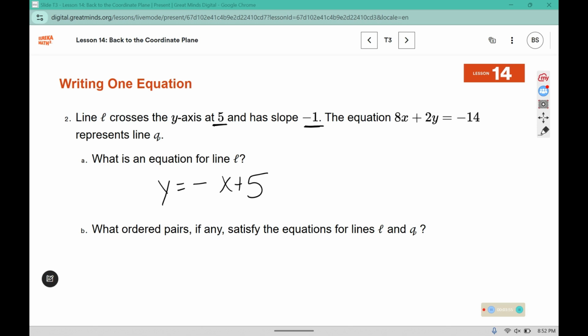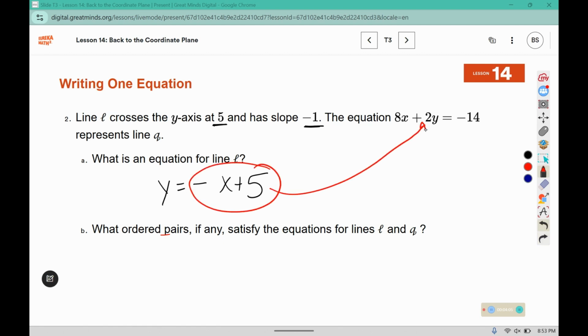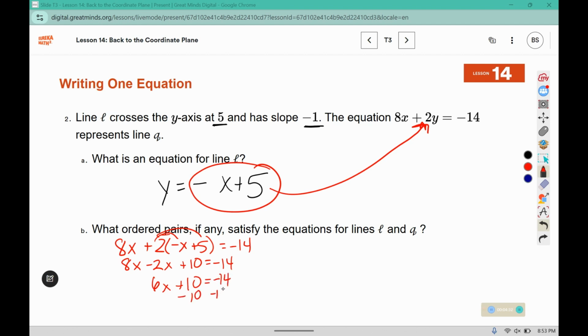What ordered pairs, if any, satisfy the equations for line L and Q? So we now have two equations to create our system. We can replace y in this equation with negative x plus 5. Distribute here. Combine our like terms. 8x minus 2x is 6x. Subtract 10. Divide both sides by 6. And we get x equals negative 4.